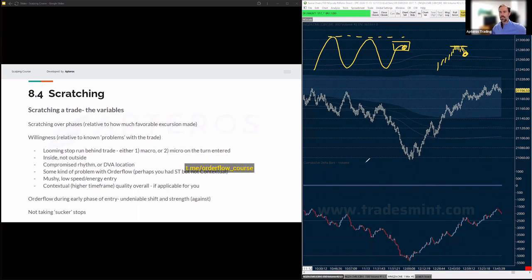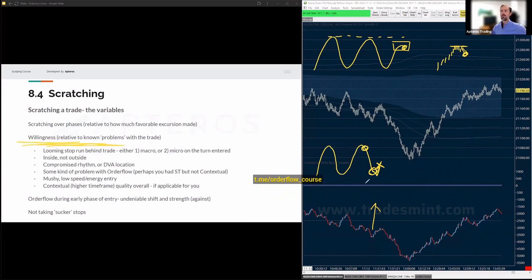Compromised rhythm or DVA location. If you're taking a trade like the guy in the chat today who got short right here instead of right here, that's compromised rhythm. If that thing all of a sudden goes whoop and there's a ton of buyers coming in or whatever, you're not hanging on to that trade, guys. Why would you hang on to that trade? You're compromised, so our willingness to scratch needs to be through the roof.